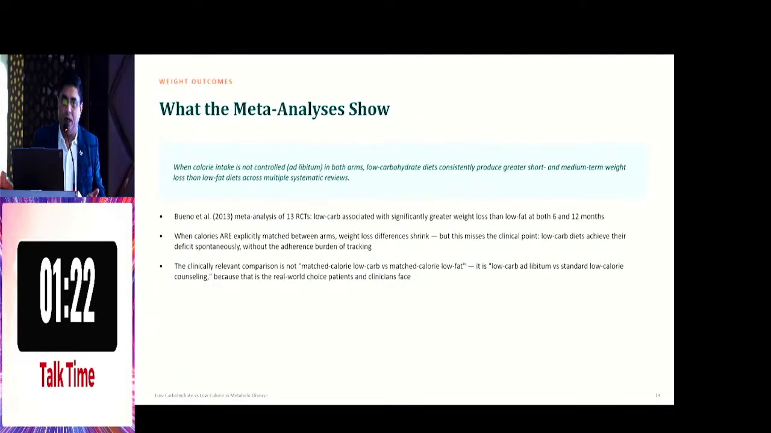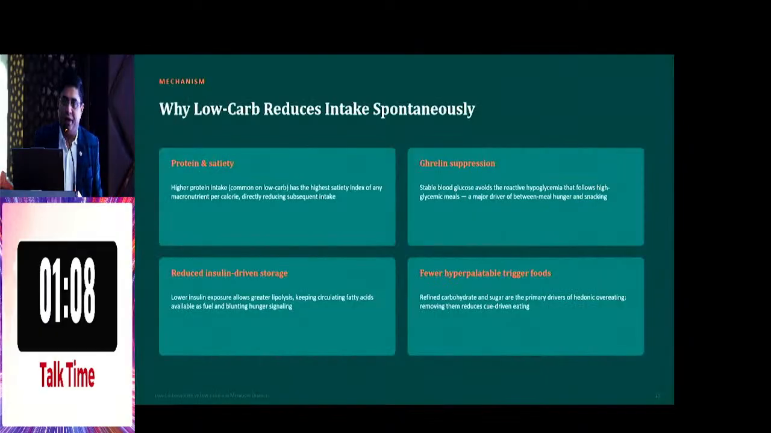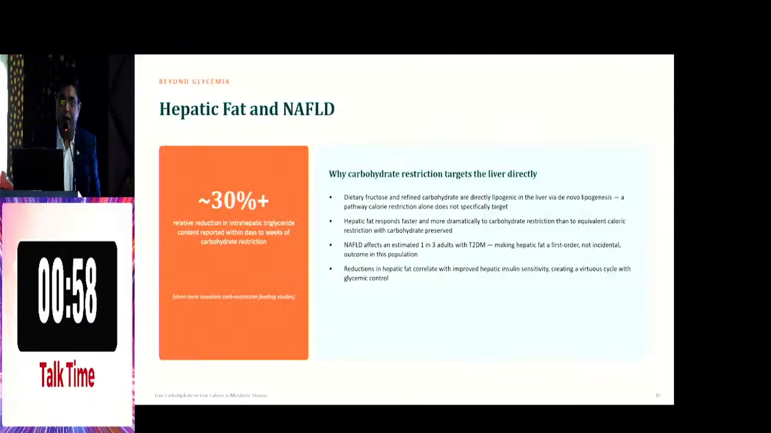More importantly, meta-analyses have also shown that, again, when calorie intake is not controlled in both arms, low carbohydrate diets consistently produce greater short and medium term weight loss than low fat diets across multiple systematic reviews. Yes, with protein satiety increases, reduced insulin driven hunger, ghrelin suppression happens, and there are fewer hyperpalatable trigger foods with low carbohydrate diets.